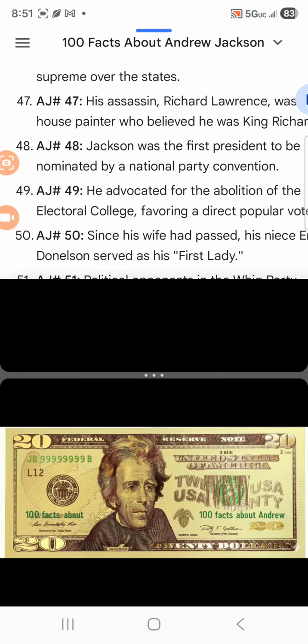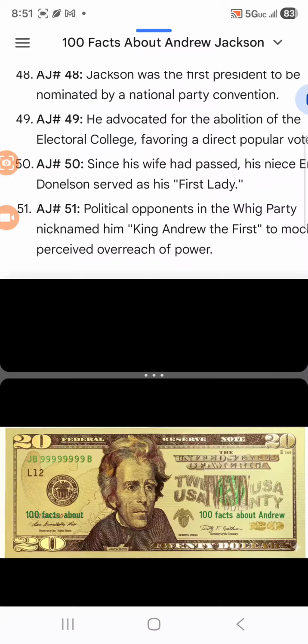49. A.J. number 49. He advocated for the abolition of the Electoral College, favoring a direct popular vote. 50. A.J. number 50. Since his wife had passed, his niece Emily Donaldson served as his first lady. And I think the sponsoring of abolishing the Electoral College is something that a lot of liberals and Democrats today would even like.